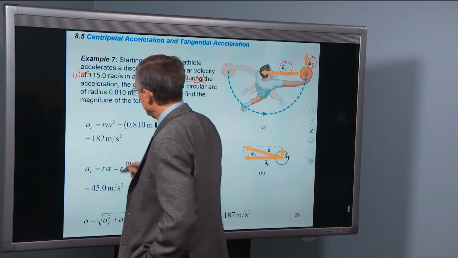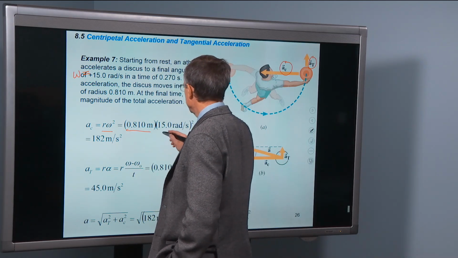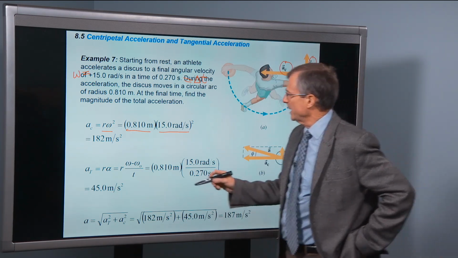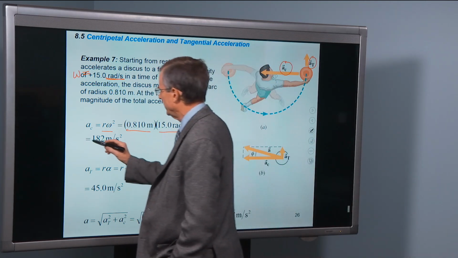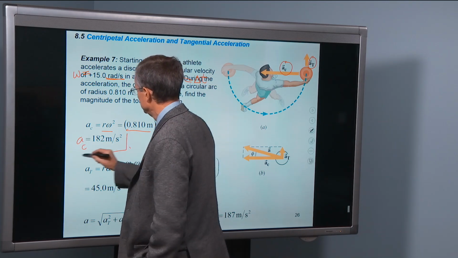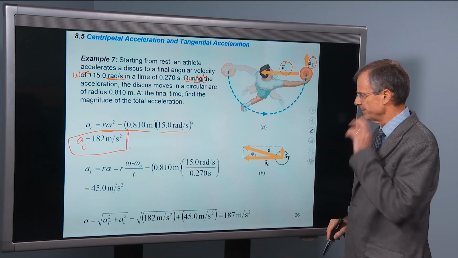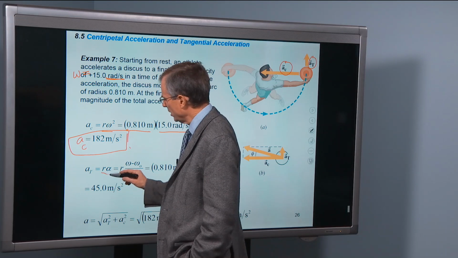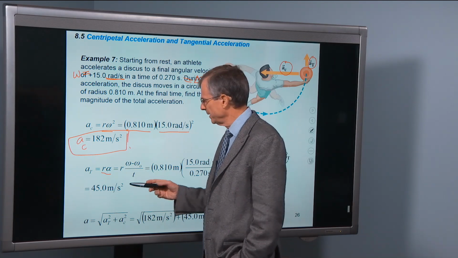The centripetal component, as we showed a couple of slides ago, is going to be the radius times the angular velocity squared. And luckily, that's already given to us in radians per second. We can plug that in, and we get a centripetal acceleration of 182 meters per second squared. Pretty good sized centripetal acceleration. What about the tangential acceleration? That is r times alpha. Here's the r, comes along for the ride.